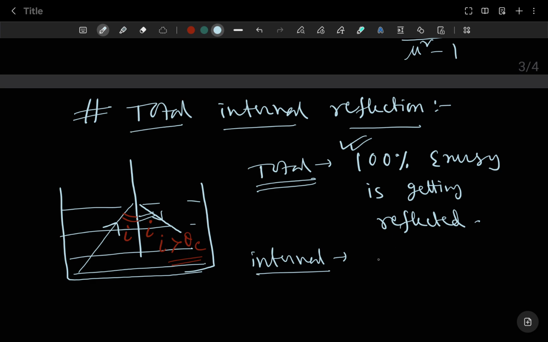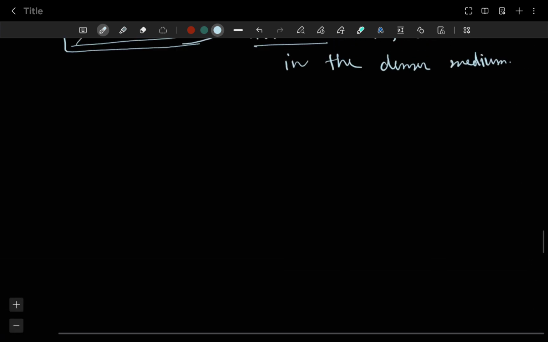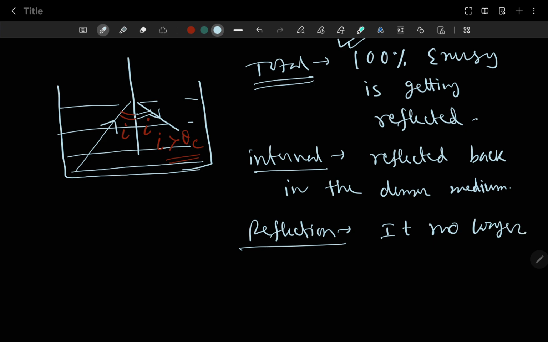Internal, because here the light ray gets reflected back in the denser medium itself. So the reflection phenomenon becomes an internal phenomenon of the denser medium, so it is internal. And it is reflection in the sense that it no longer obeys Snell's law, that is, the law of refraction. Now it obeys the law of reflection.